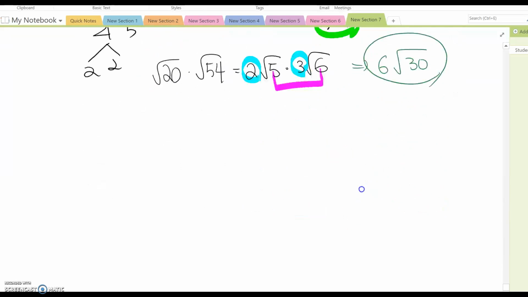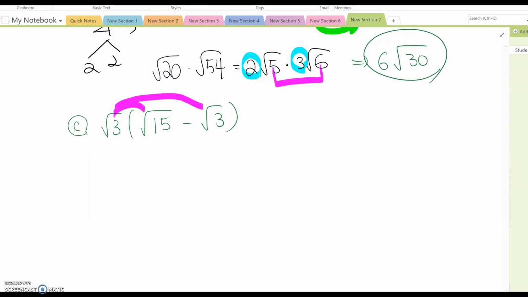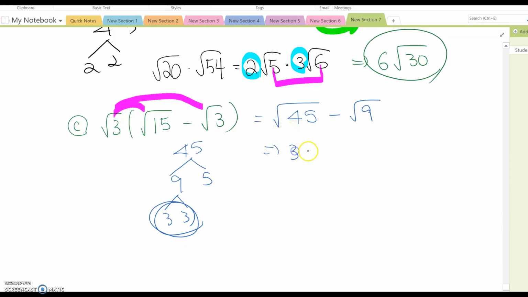So let's do a little bit harder question, like letter C. Root 3 times root 15 minus root 3 here. So basically, in this case you need to distribute. Okay, then this will be root 45 minus root 9, right? Okay, then now we need to simplify. So 45 means 9 times 5, so this is 3 and 3. So as you see, we have one pair, so it becomes 3 root 5, and then now this becomes 3. So the answer becomes 3 root 5 minus 3. That's the answer for this question. Okay.